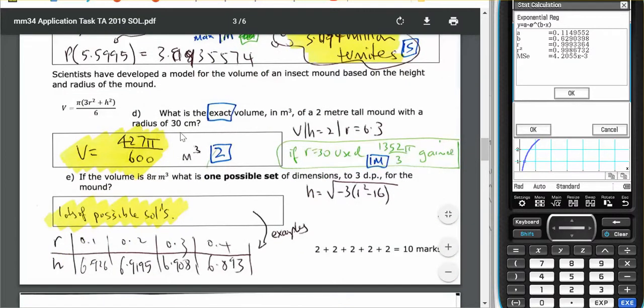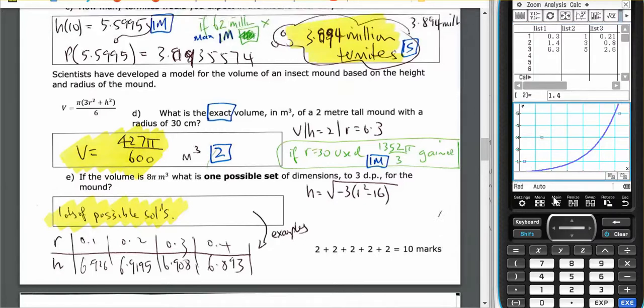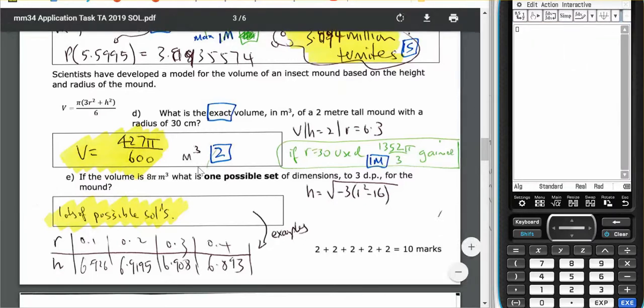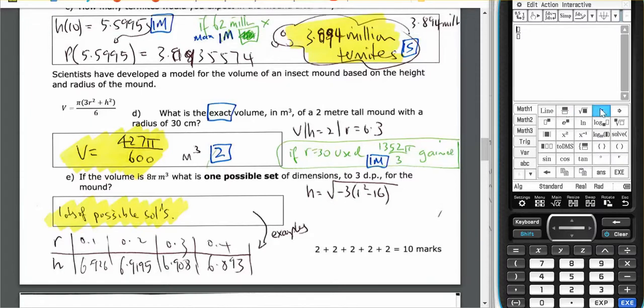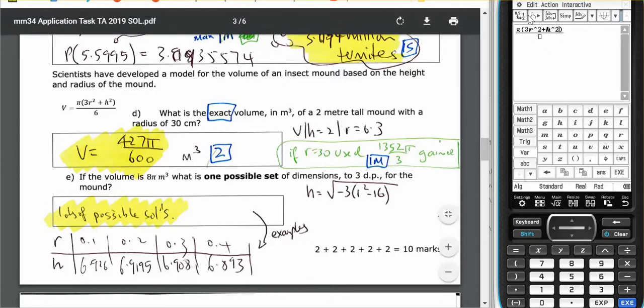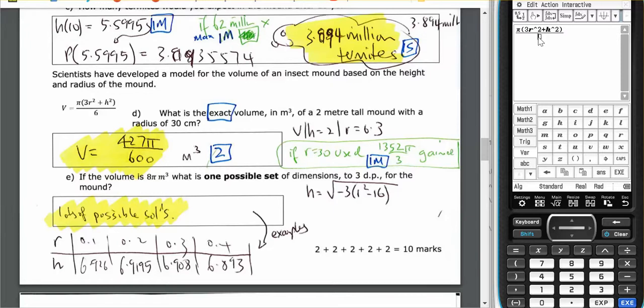If I come down to part D, I'm going to go off into main to do that. So I've got keyboard, pi brackets, 3 r squared plus h squared. I think it's important to use the actual variables. And if you just use x and y all the time, you can get them confused. And that's going to be over 6.